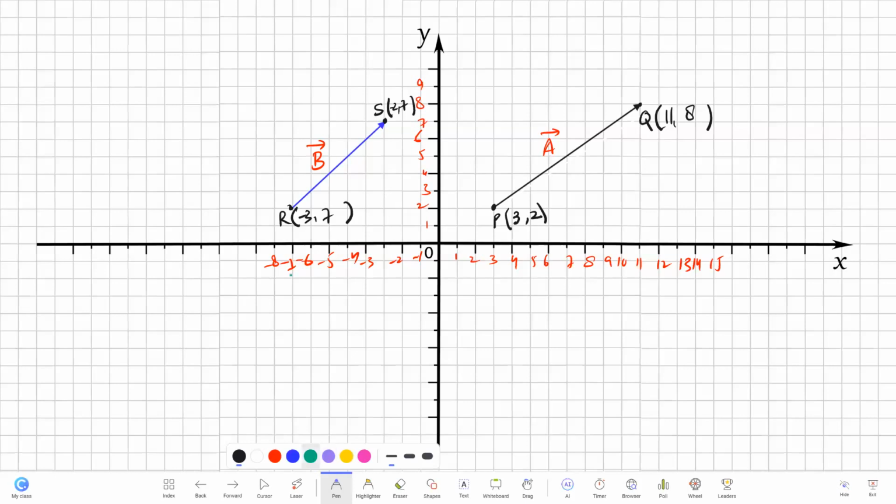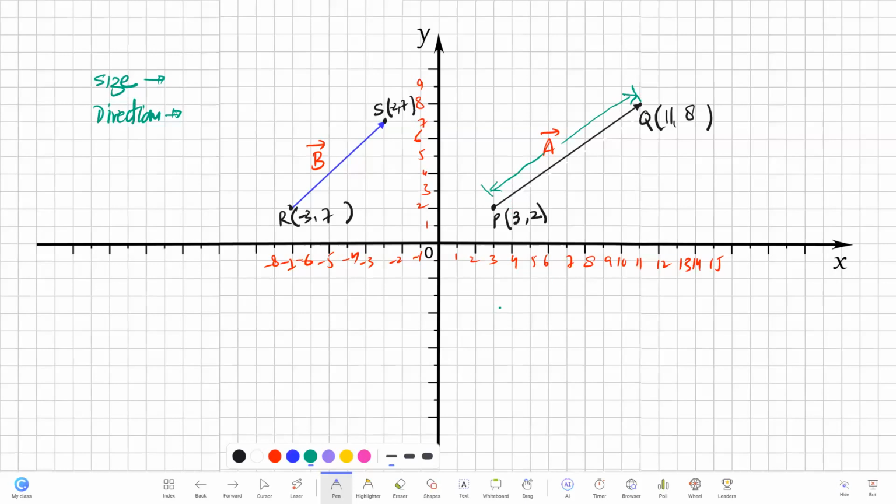Now I'm wondering about two things. Number one is size and direction. Let's talk about the size. We will talk about the direction later. In order to find the size, I really want the size of this vector. Let's suppose A, I want the size. How big is A?